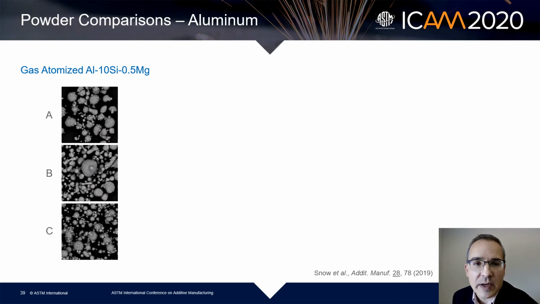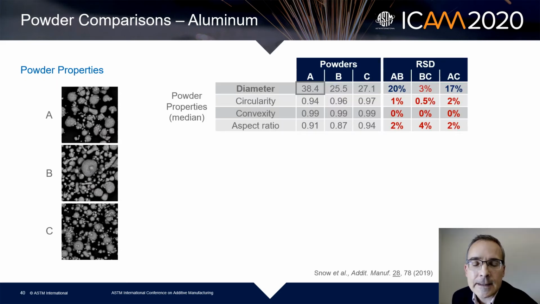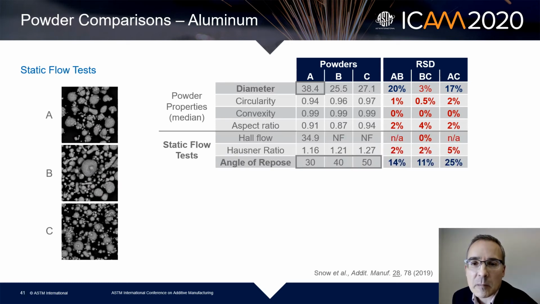Here's an example with 3 aluminum powders. You'll see that primarily the difference here, looking at them from the powder properties, is that powder A is a much larger size powder than the other two. Looking at the static flow tests, again, we have this flow, no flow situation in the case of the Hall flow, so it doesn't really help us too much. The Hausner ratio varied very little between the 3 powders, almost not enough to say there's a variation. But the angle of repose in this case was pretty substantial, and that's actually what these authors used as a basis moving forward for comparing them.